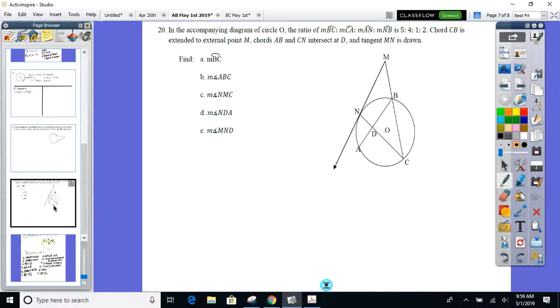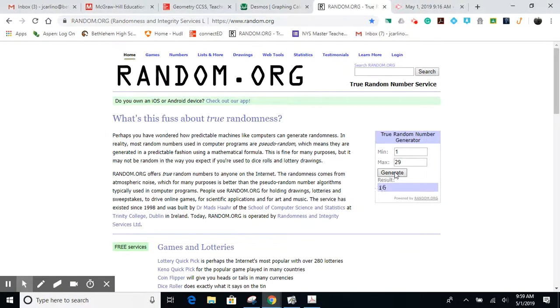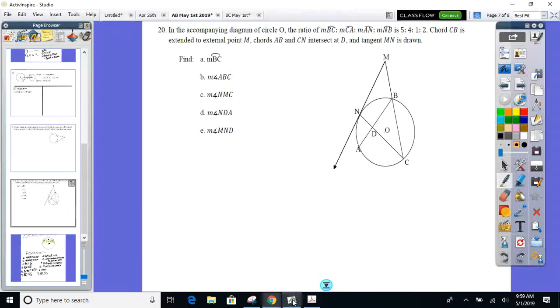Everyone see the 4 arcs that are in a ratio: 5 to 4 to 1 to 2. Here we go. Let's start thinking on our feet right now. What am I going to put on arc BC? They're all in a ratio of 5 to 4 to 1 to 2 in that order. So for BC, 5x. How about CA? 4x. How about arc AN? Just x. And NB? 2x. Done.